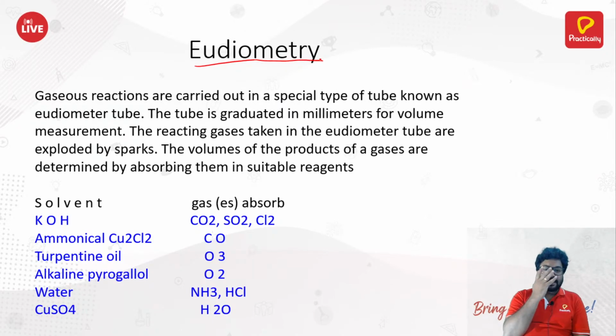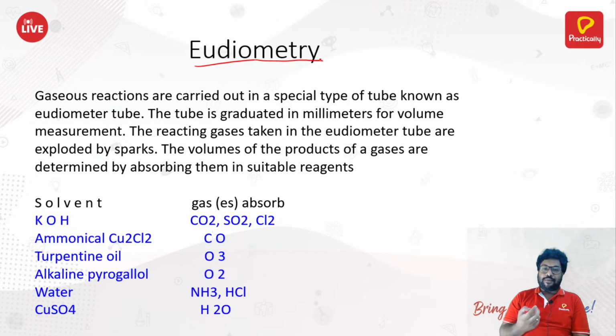Okay, so what happens in eudiometry? It's a special type of tube where gaseous reactions are carried out, and this tube is graduated in millimeters for volume measurement. That means you have a grading over that tube that can give you the volume of gas evolved.